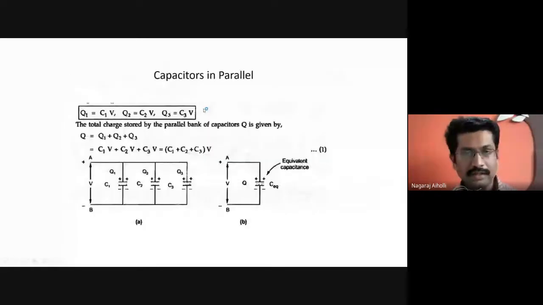That is, Q is equal to C1V plus C2V plus C3V. The same equation what we have got here. If we know the value of V, then we can find the values of Q1, Q2 and Q3, provided we know the value of the applied input voltage. Yes or no? Now for n capacitors in parallel, what is the general equation that we can write here?